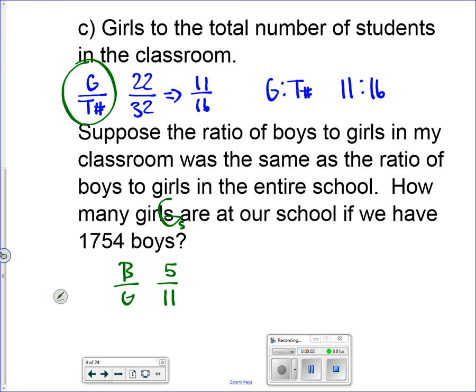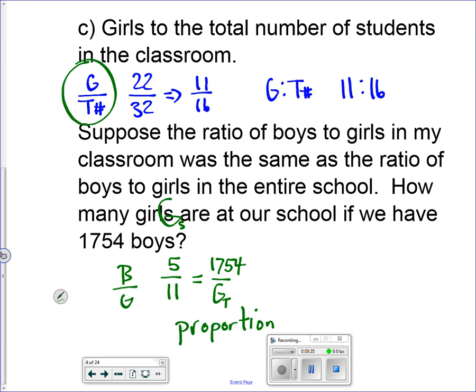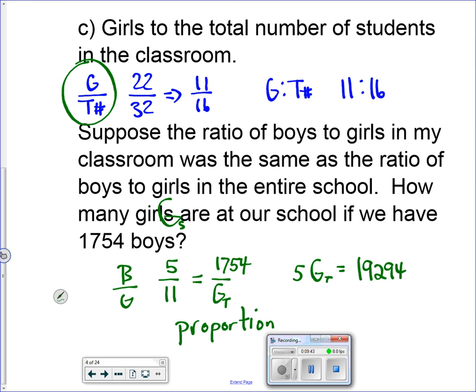So I'm going to have to write an equation. And this is called a proportion. A proportion is a type of equation where you have a fraction equals a fraction. Now we have girls on the bottom and boys on the top. So girls is what I'm looking for, total number of girls. The boys are 1,754 total in the school. Boys on top over here, boys on top over here. And when we cross multiply, we get 5 times the grand total of the girls equals 11 times that 1,754. Then I'll divide each side by 5.